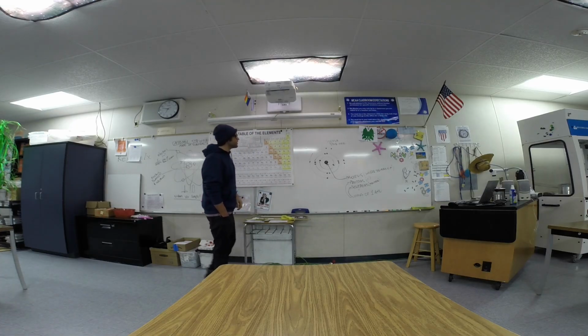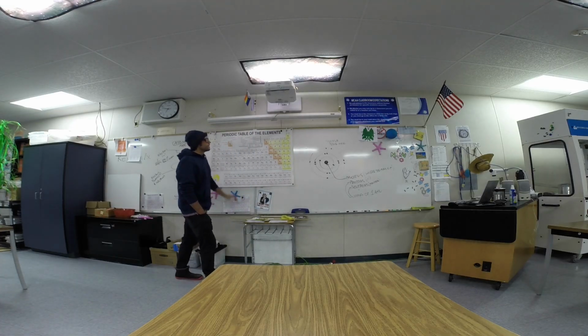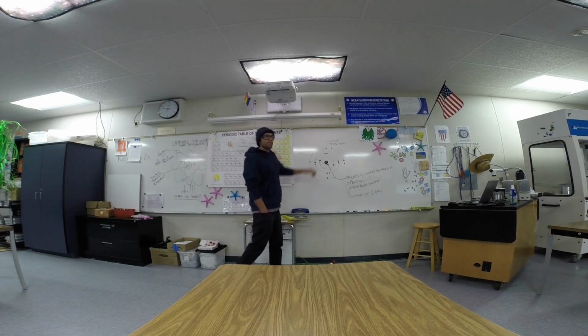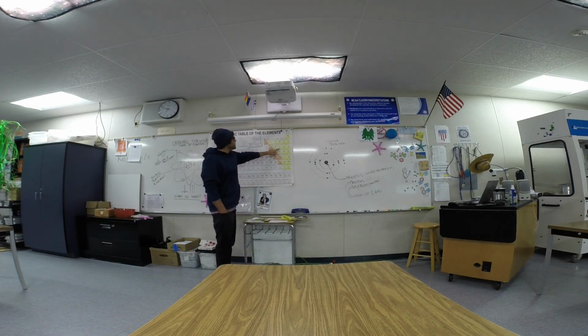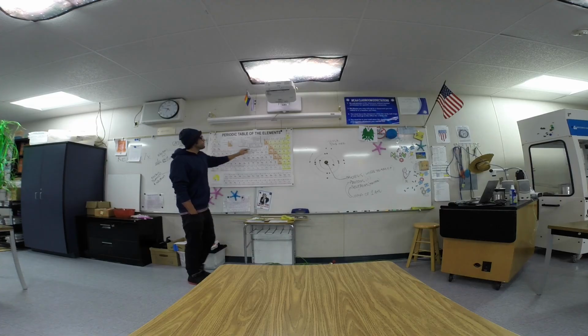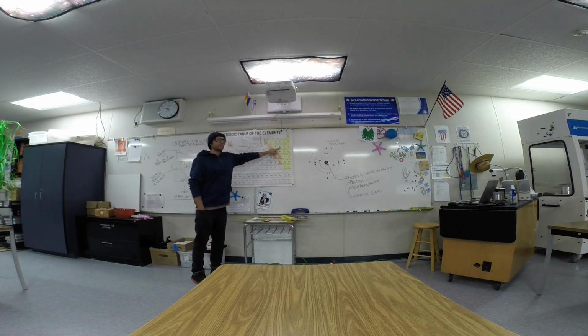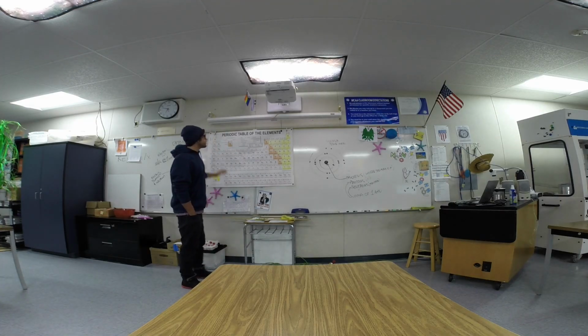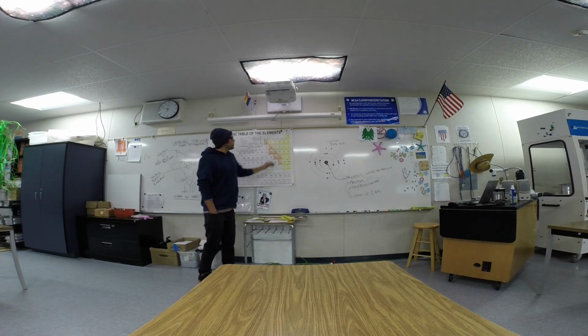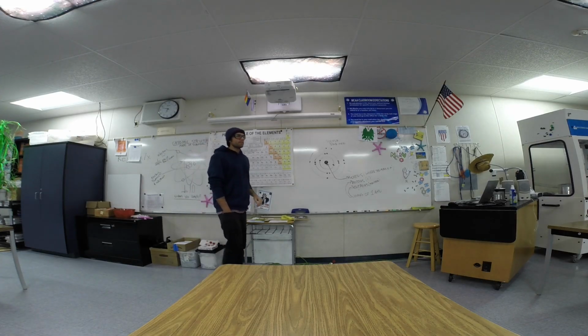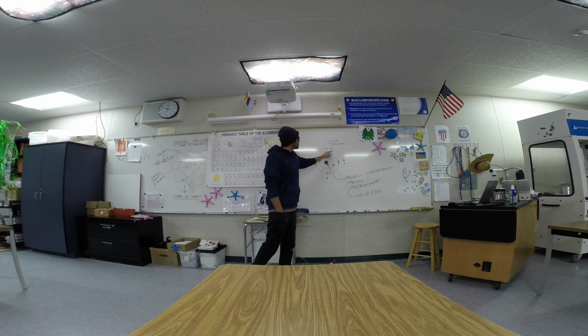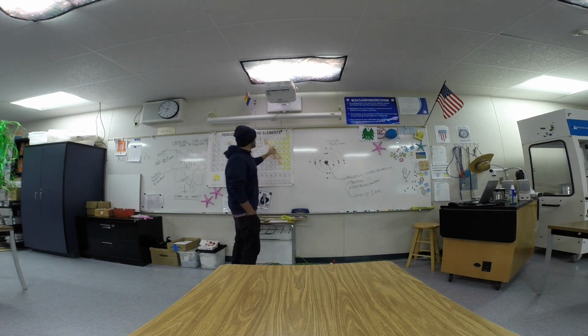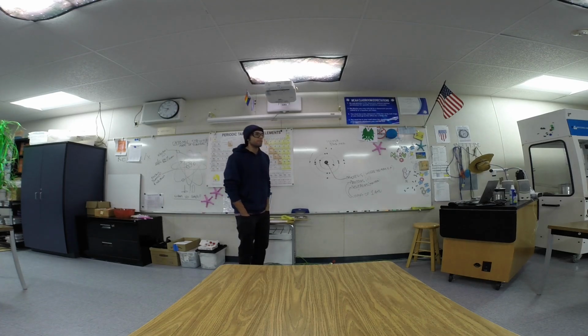But this is the Bohr model for sulfur. So sulfur right here is in the 1, 2, 3, 4, 5, 6th column. Sulfur only has 6 electrons in the outermost column. If it was argon, it would have all 8 electrons in that outermost layer.